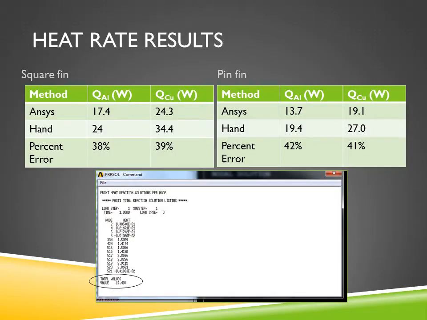Here are the results from the heat transfer rate comparison between ANSYS and hand calculations. On average, for both the square and pin fin, they varied by roughly 40%.